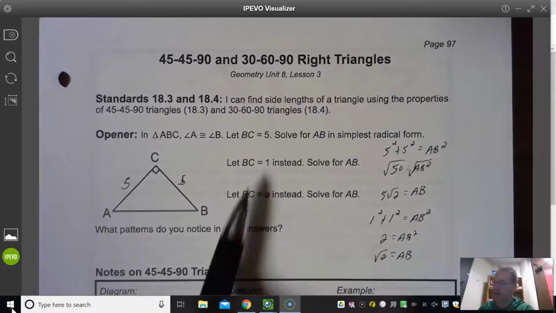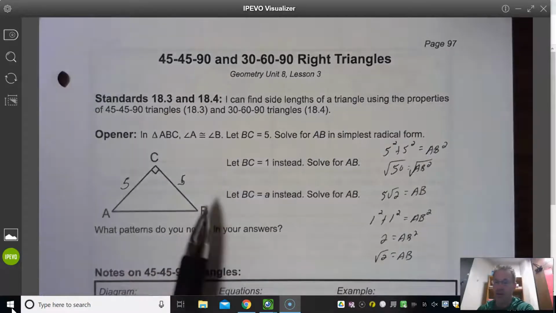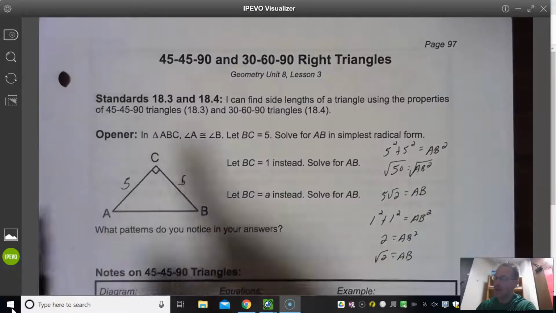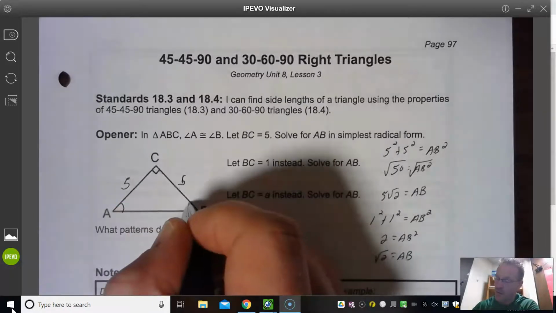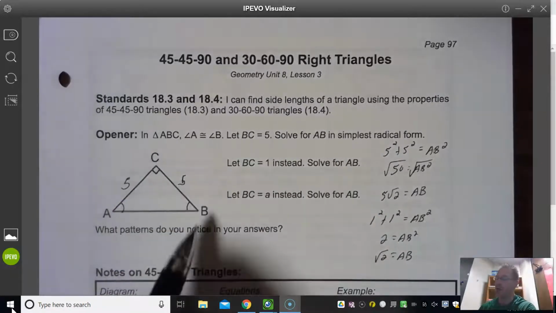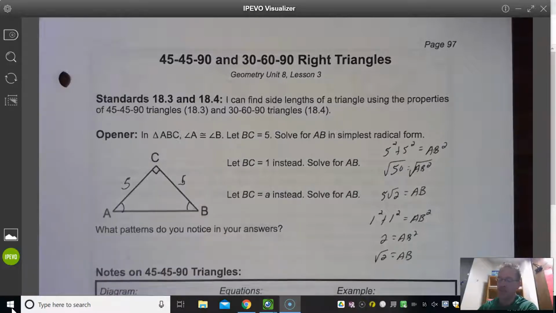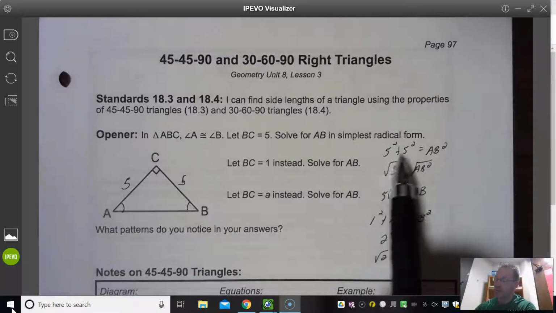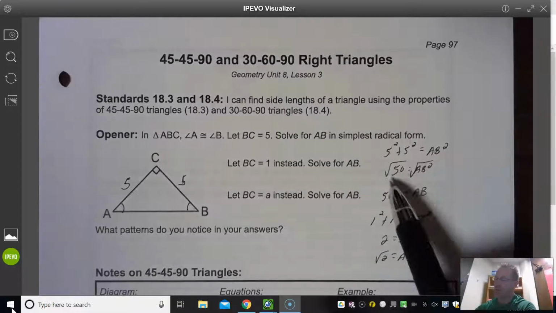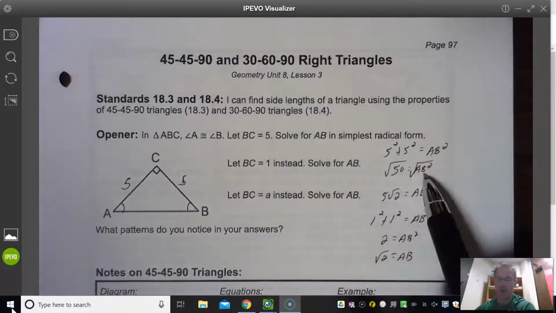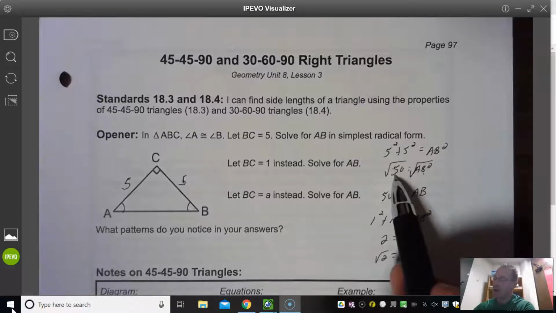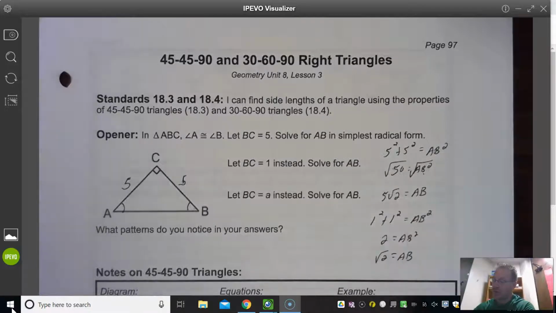I just did the work here on the right-hand side. If BC is 5, that means AC also has to be 5, because if angle A and angle B are congruent, we know we have an isosceles right triangle, and the sides opposite those angles also have to be congruent. So I would have 5 squared plus 5 squared equals AB squared, which means 50 equals AB squared. If I take the square root of both sides, I can reduce the square root of 50 to 5 root 2.